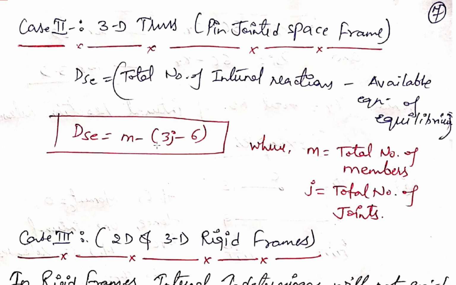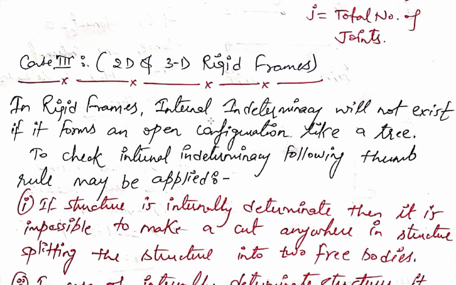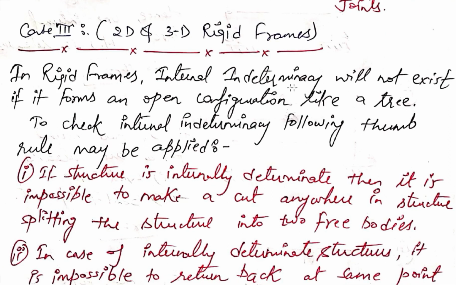Okay, so this is our case 2, and let us move on to the next, case 3, that is 2D and 3D rigid frames. We know in rigid frames internal indeterminacy will not exist if it forms an open configuration like a tree. To check internal indeterminacy, the following thumb rule may be applied.